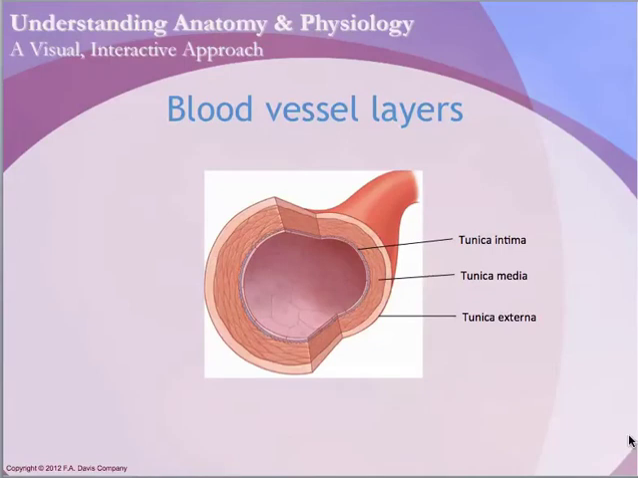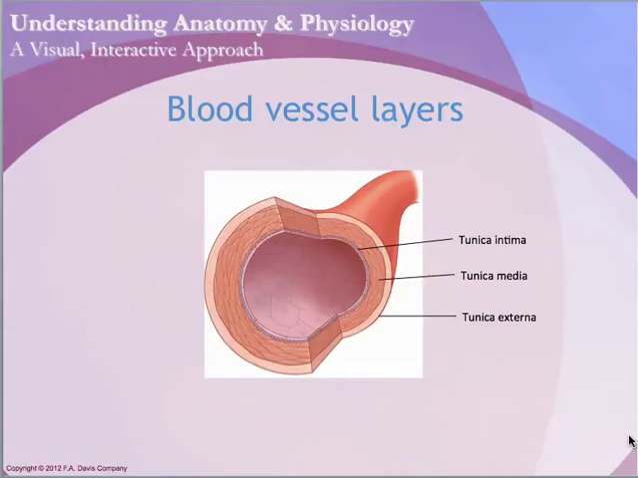So the blood vessels have multiple layers, and this is true of both arteries and veins. So we have the tunic intima, so that's the innermost layer, consists of simple squamous epithelium. It has this nice smooth surface that keeps blood flowing freely. So we want it to be nice and smooth so that we don't get plaque formation or buildup of any type on this layer, because that would obstruct blood flow.